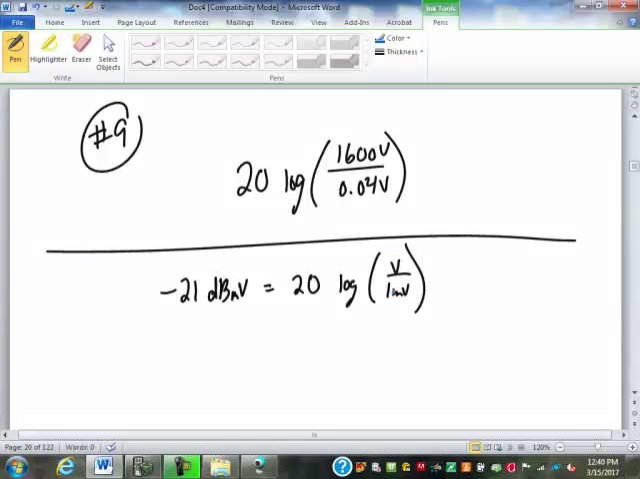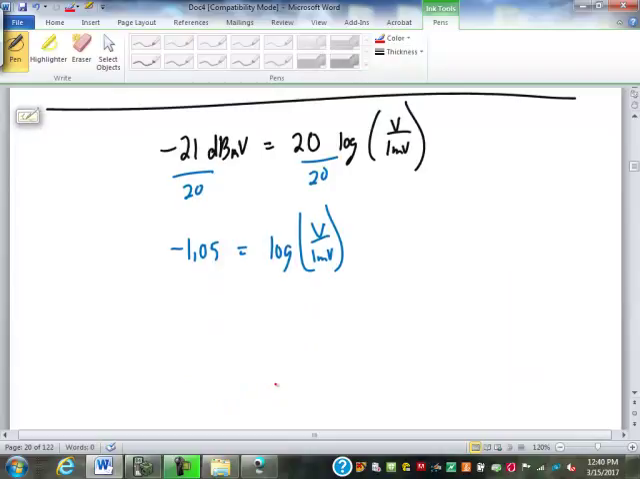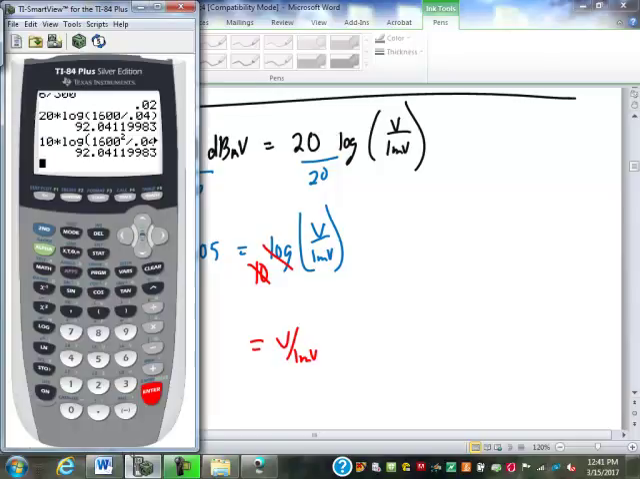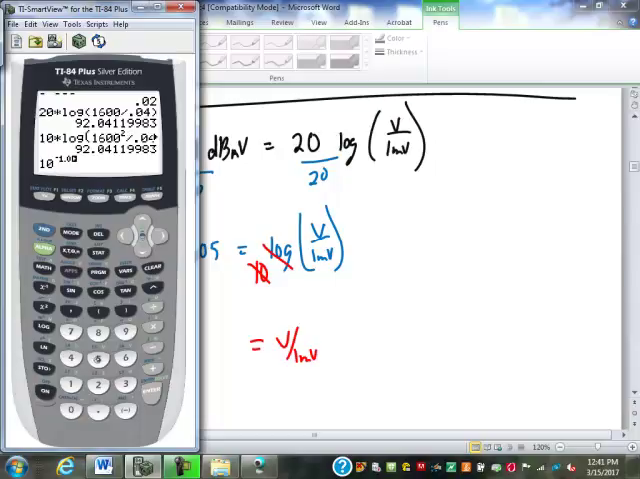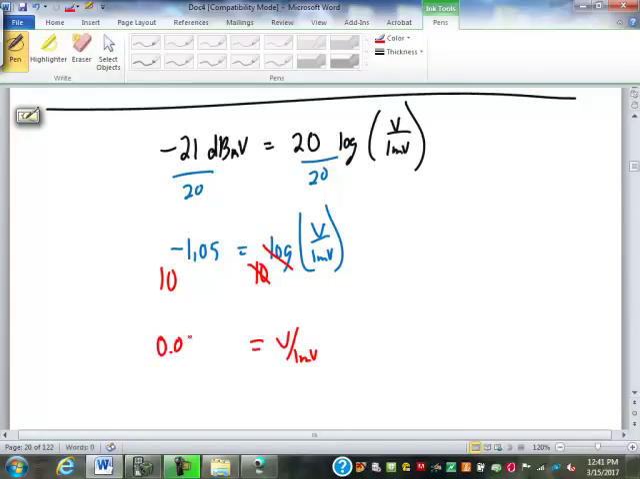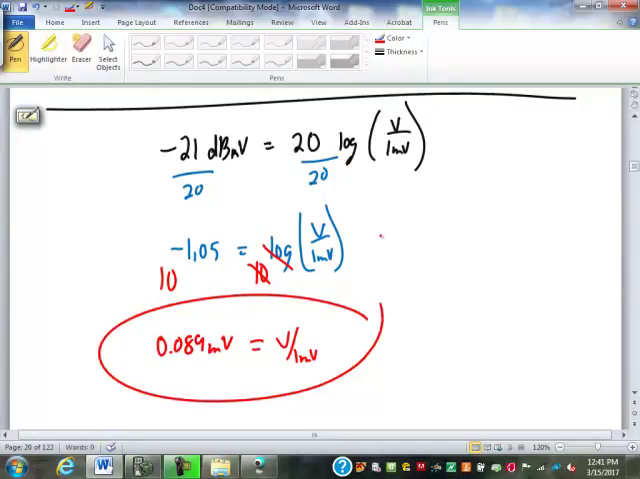Something is still wrong with number 10. Still? Yep. And number 12. Yeah, because if you got something like this and you go to solve it, of course, you have to divide by the 20. It's got negative 1.05. Now once you got the log by itself, this is where you do 10 to the power of, which cancels out the log. So it's actually 0.089 millivolts is your signal, even though it's a negative reading.